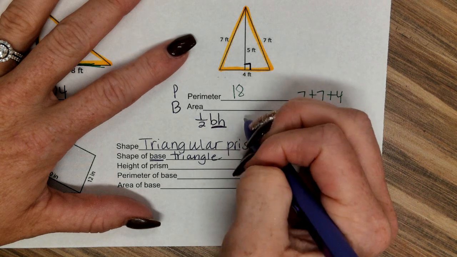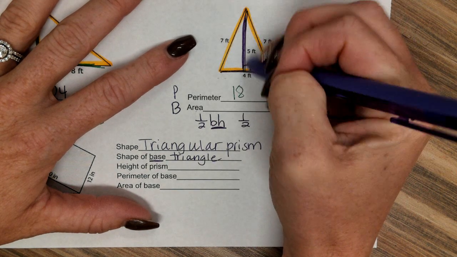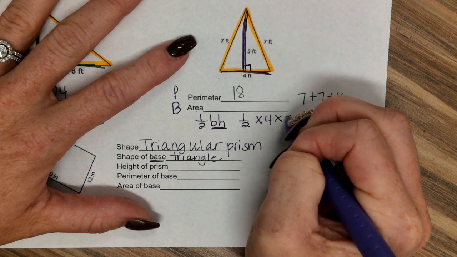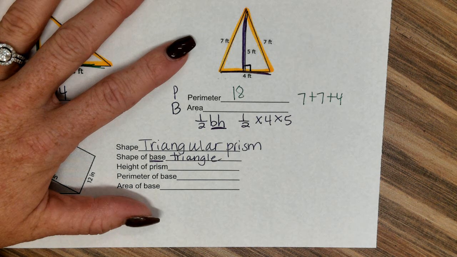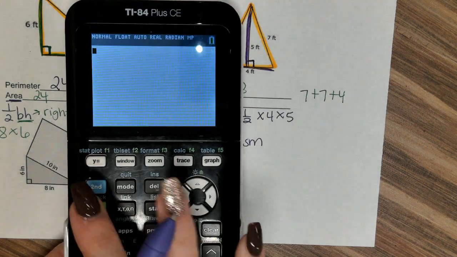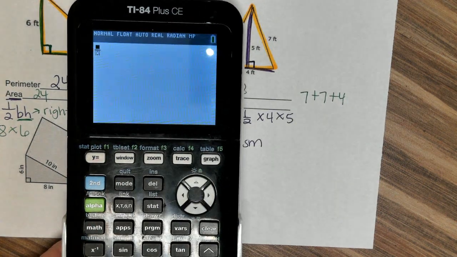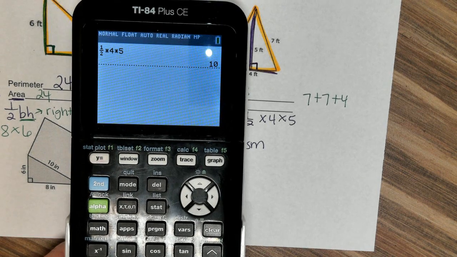So you're going to do 1/2 times 4 times 5. 4 times 5 is 20, and half of 20 is 10. If you don't know that, put it in your calculator. 1/2 times 4 times 5, which is 10.